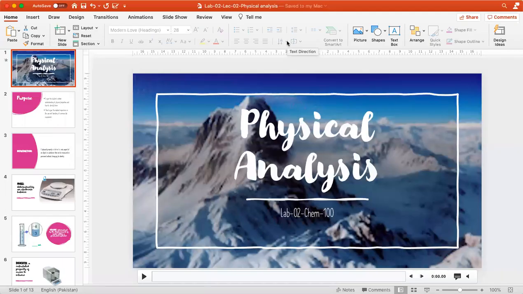Bismillahirrahmanirrahim. This is lecture 2 for lab 2, and this is only a theoretical explanation, and there will be no need to go practically.